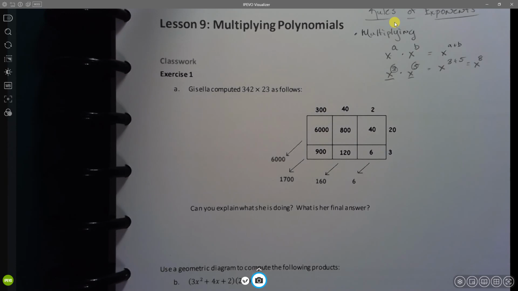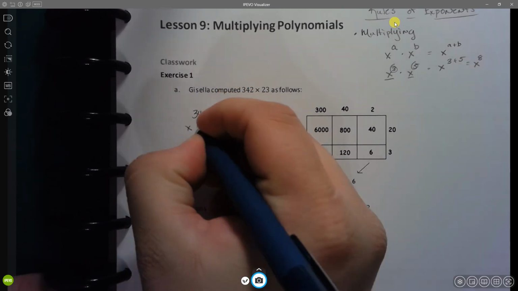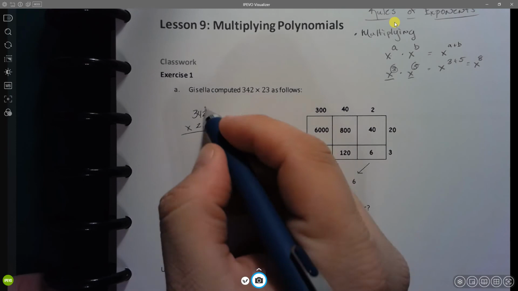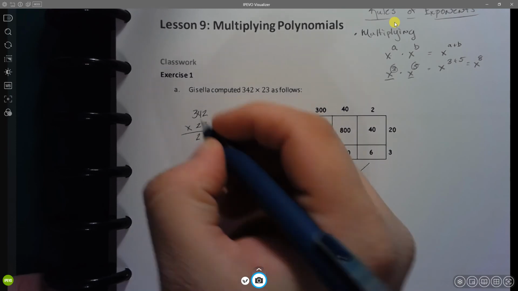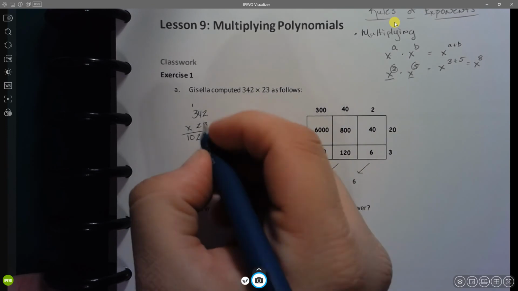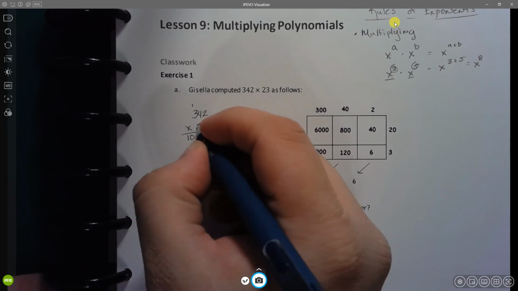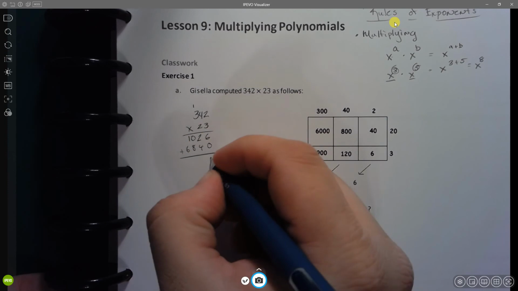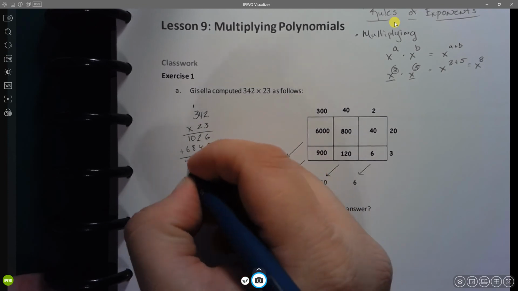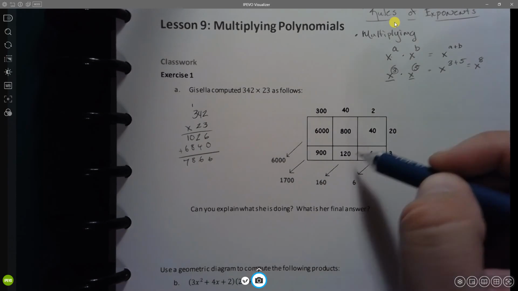Now, this goes back to elementary school. This is the way that they do multiplication, the crisscross method. There are 3 different ways you can do this. We all know that you can do 342 times 23 this way. You get 3 times 2 is 6, 3 times 4 is 12, carry the 1, 3 times 3 is 9, plus 1 is 10. We add a 0 in the 1's place because we're moving to the 10's place. 2 times 2 is 4, 2 times 4 is 8, 2 times 3 is 6. You add, you get 7,866. This is the crisscross method.